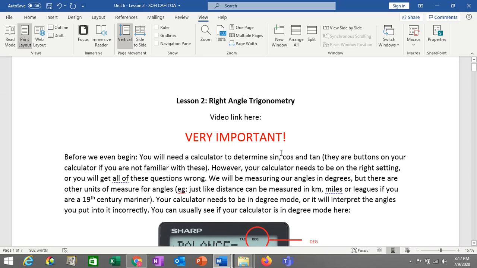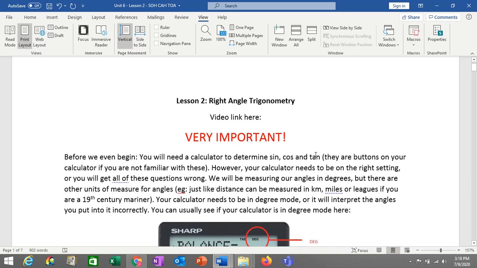To answer some of these questions, you need to use these buttons on your calculator. But you want to be careful because the calculator needs to be on the right setting, or using these buttons will not give you the right answer. The reason is that these functions are basically used to convert angles to ratios.